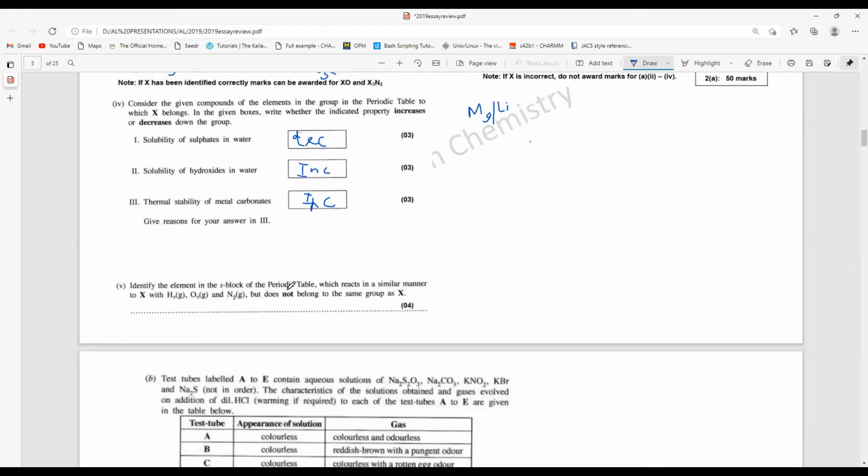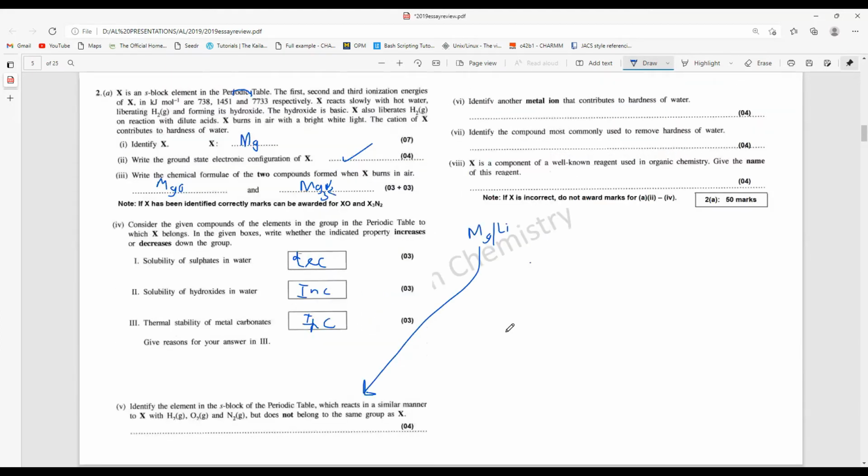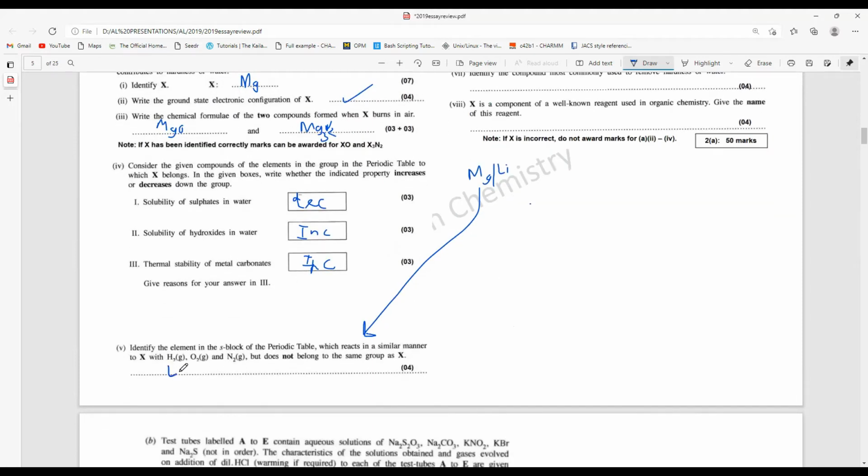Identify the element in the s-block period which reacts in a similar manner. So there is a cross relationship in the periodic table for most elements. You know magnesium is more like lithium, so they're asking about lithium. It does not belong to the same group. So this should be lithium.